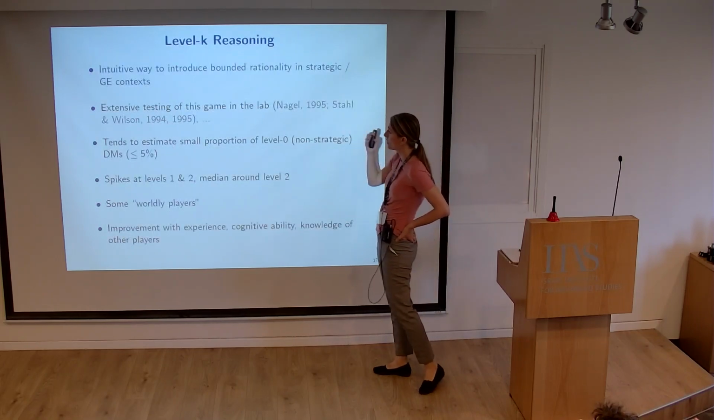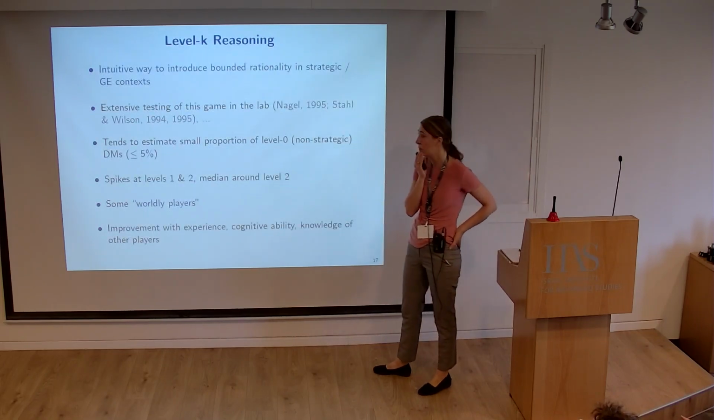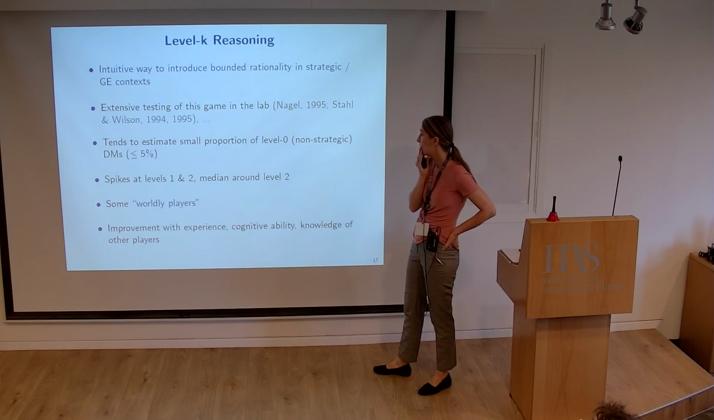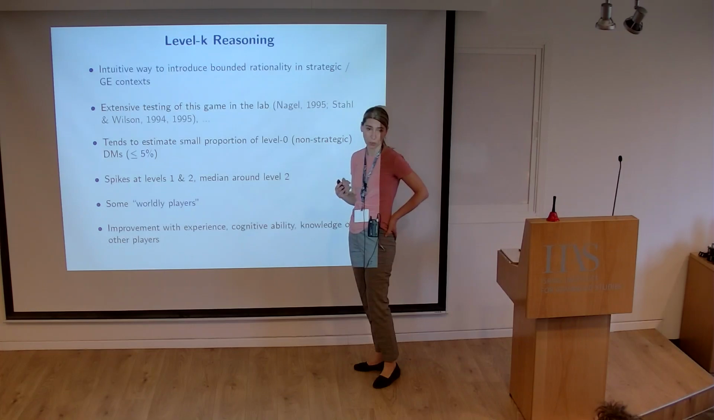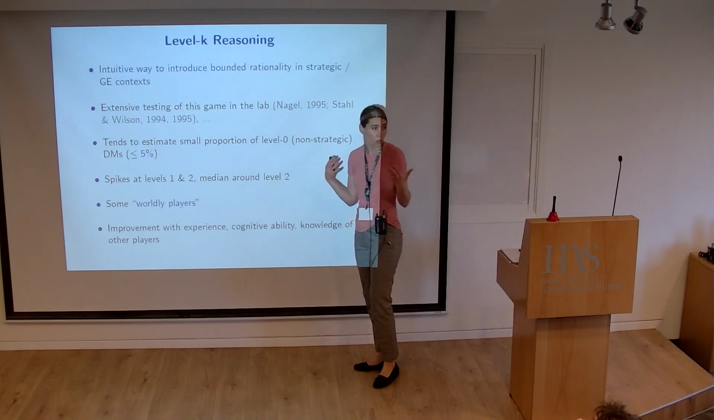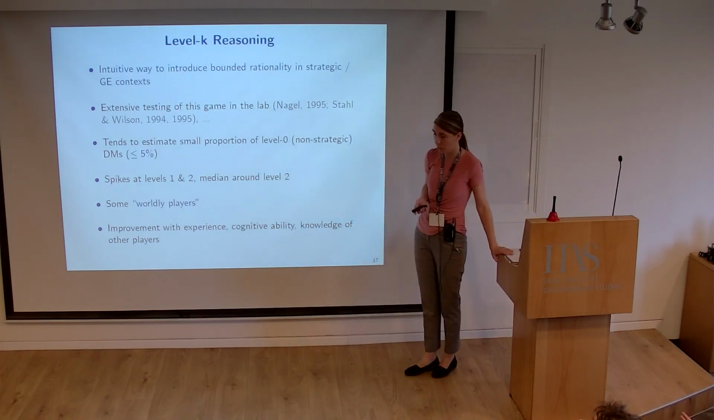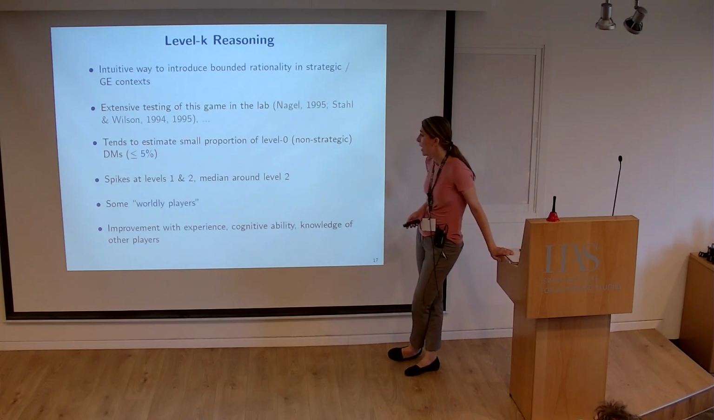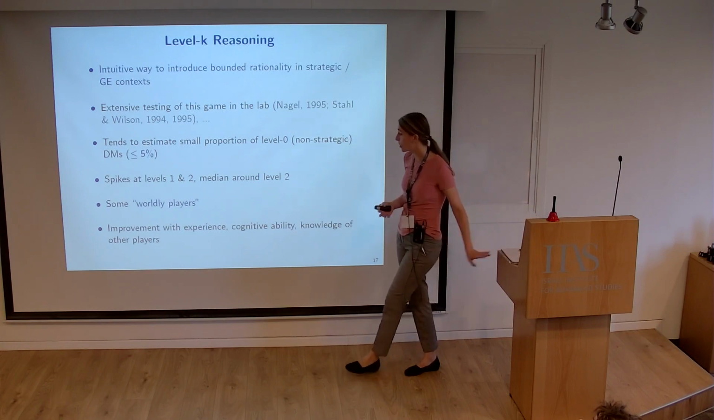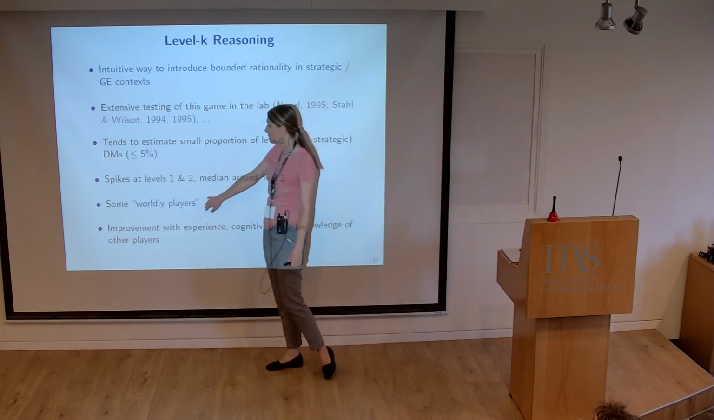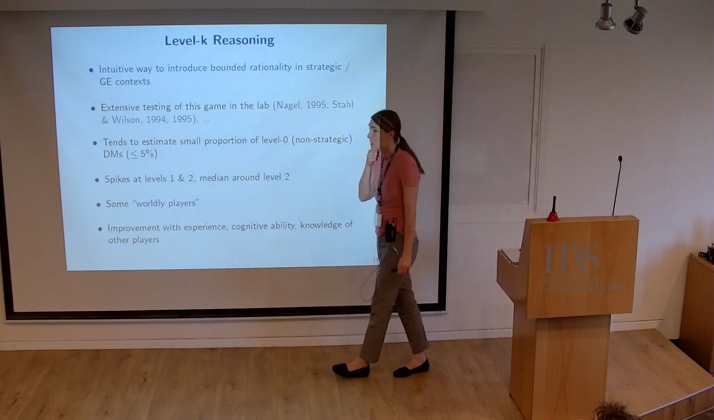This has been extensively tested in the lab in very many different settings. And it tends to estimate a small proportion of level 0 people, right? So people don't just randomly pick 50. There are spikes at level 1, level 2. Medians are around level 2. And then there are some so-called worldly players, in the name of Stahl and Wilson.